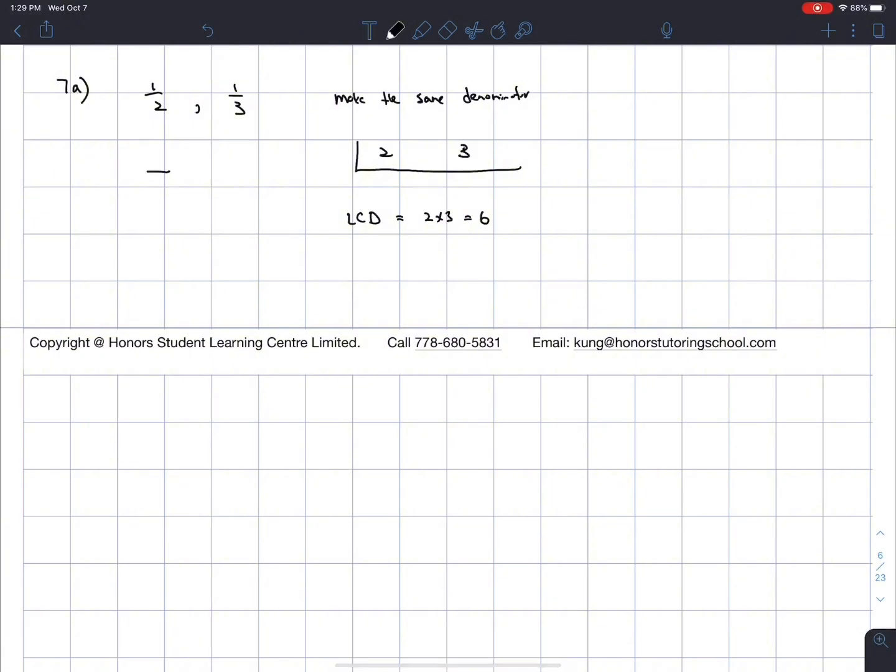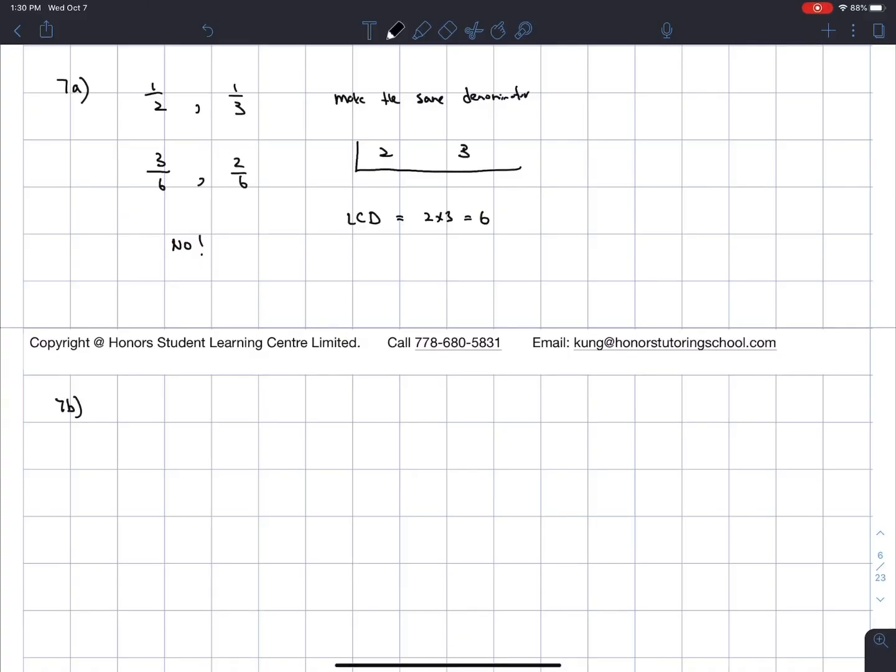So if you times 1/2 by 3/3, you will get 3/6. If you times 1/3 by 2/2, you will get 2/6. And now you can clearly see that they are not equivalent. So it will be no. In order to be equivalent, they have to be exactly the same.